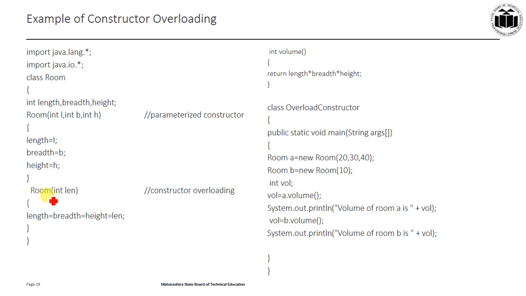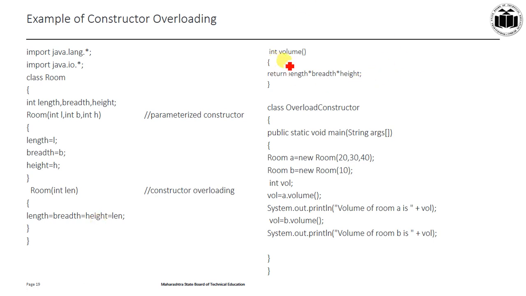Now again we create another constructor. The name of the constructor is the same, that is Room, and in that we only pass one parameter, that is int length. So this is called constructor overloading. We have created another constructor. The name of the constructor is the same but the parameters are different. And here we have passed one parameter, so we write length is equal to breadth is equal to height is equal to length. Means whichever value we assign to length, that value will go to length, breadth and height.